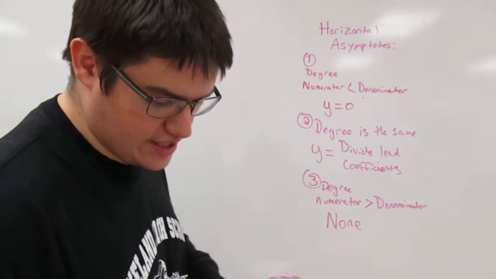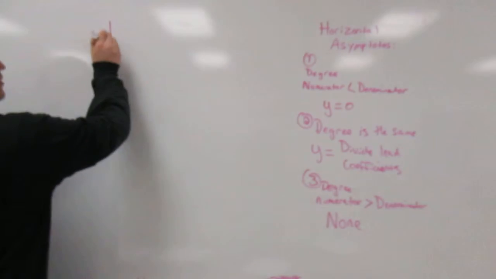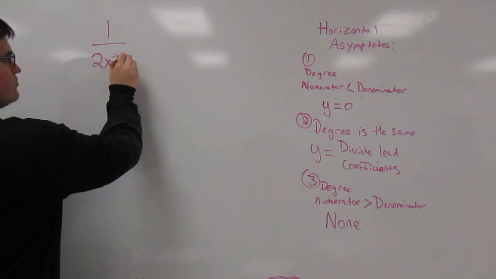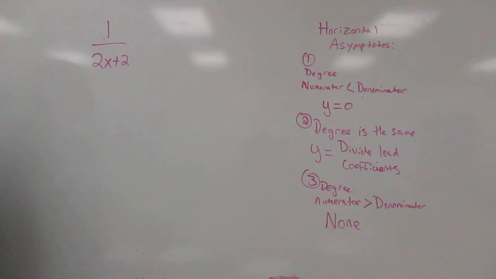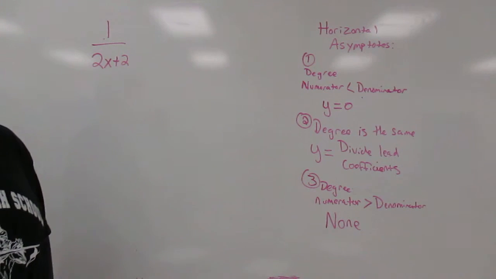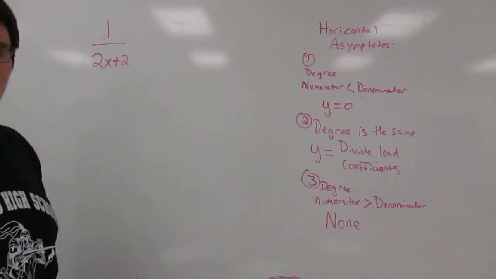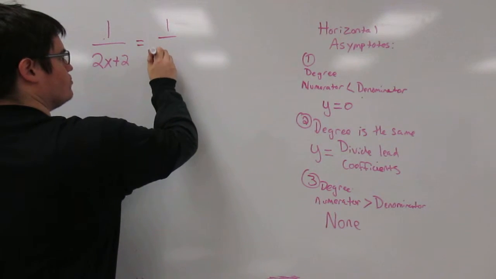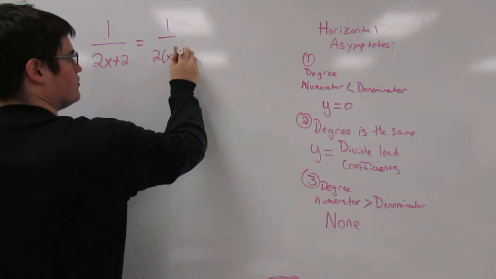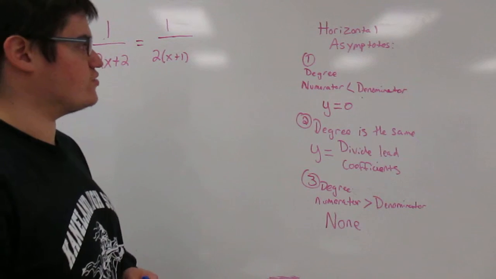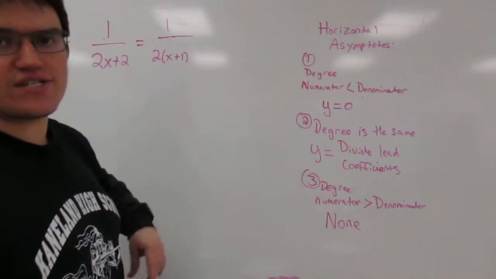Okay, so let's look at an example here. Let's say I have 1 over 2x plus 2. And let's say we want to label the horizontal asymptotes of this. Well, first thing we should always do is always factor, because you never know what could happen with holes and things like that. So this equals 1 over 2(x plus 1). Okay, just to be consistent with all the other things we've done. Okay, nothing cancels out here.